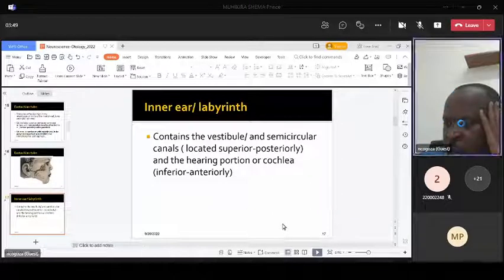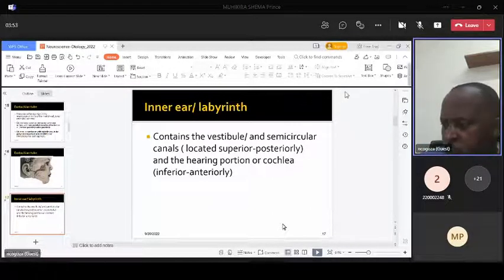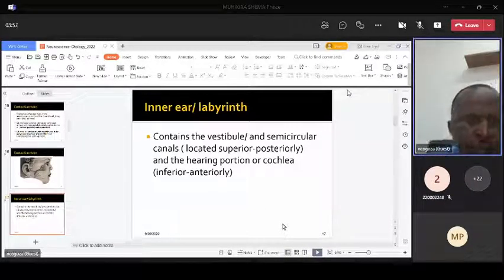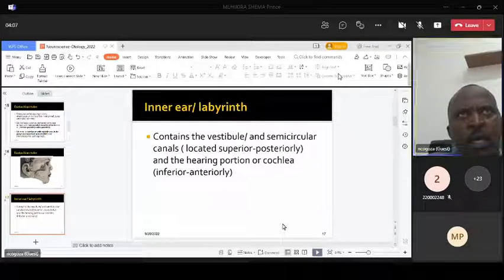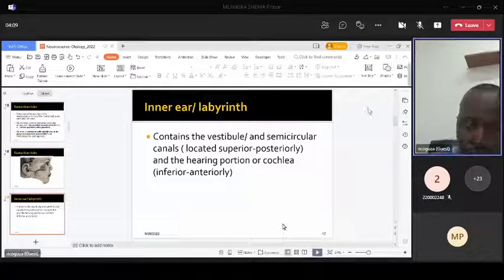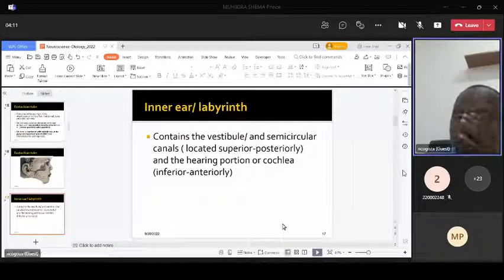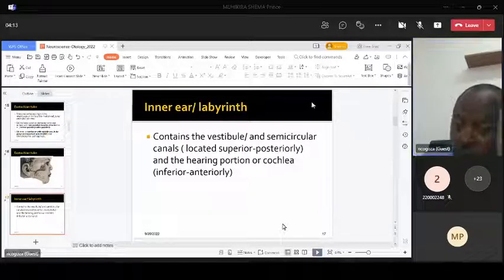I think now it's true. It's okay with the middle ear, the outer canal, the pinna, the tympanic membrane, the content of the middle ear, and its relations. I think it's okay with this. So now let's go to the inner ear.